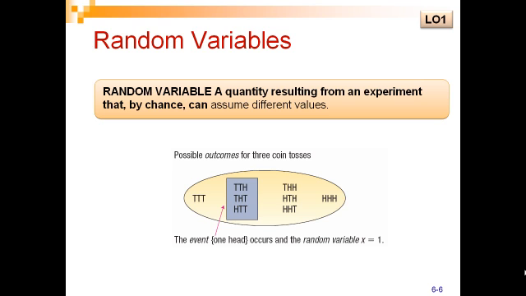Each value of the random variable is associated with a probability to indicate the chance of a particular outcome. So, to conclude, a random variable is a quantity resulting from an experiment that, by chance, can assume different values.